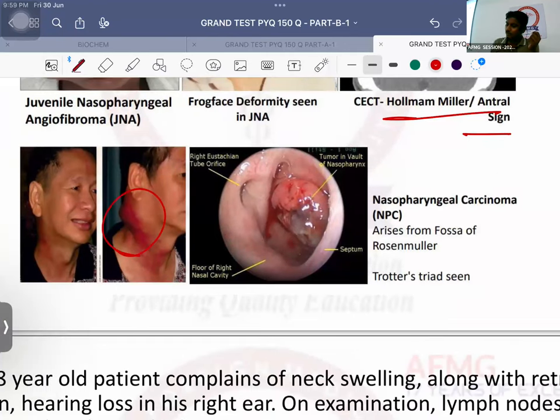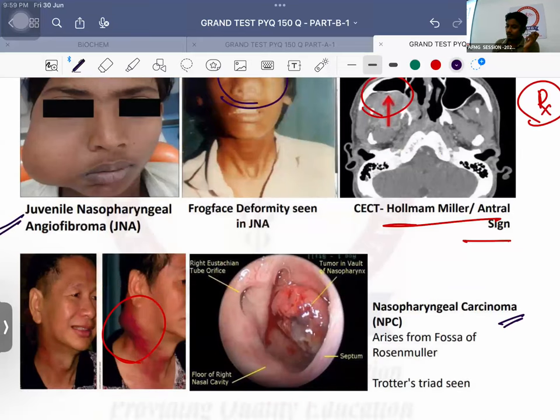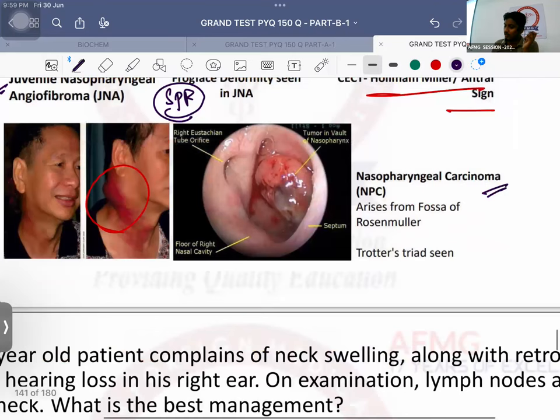If the patient is more than 50 years of age, Chinese race, the most common presentation is cervical lymphadenopathy, which is painless in nature. Okay. Unilateral conductive hearing loss along with trigeminal neuralgia and palatal palsy. It is a case of nasopharyngeal carcinoma. For juvenile nasopharyngeal angiofibroma, the site of origin was the sphenopalatine foramen. For nasopharyngeal carcinoma, it is the fossa of Rosenmüller.